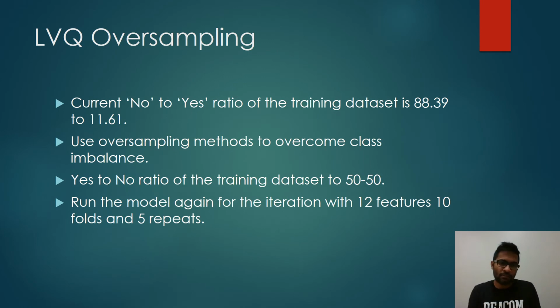So currently the no to yes ratio is 88 to 12. So this is clearly a class imbalance, like I said earlier. Therefore, I used an oversampling method to bring that data set to a 50-50 yes to no ratio.